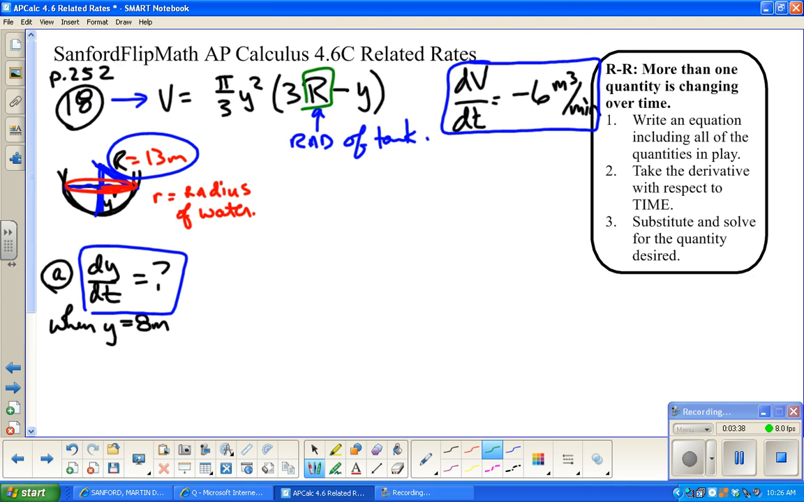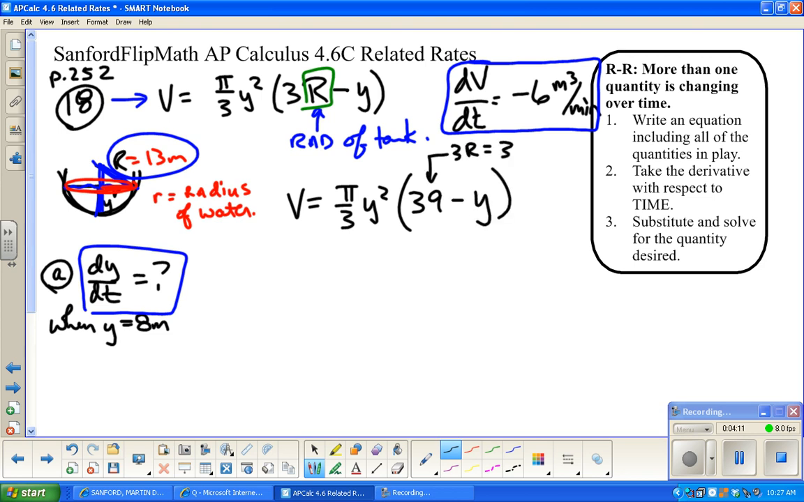Now before I do that, is big R changing? It's not, because the radius of the tank isn't getting bigger or smaller, it's just how much water is in there that is getting smaller. So I can just substitute that number now. Remember, you can't substitute a value that is changing, but big R doesn't change. So I'm going to go ahead and rewrite this. Volume equals pi over 3 y squared times (39 minus y). Now 3 times 13 is 39, so I'm just going to say 39 minus y. Again, this was 3 times big R, 3 times 13, so 39.